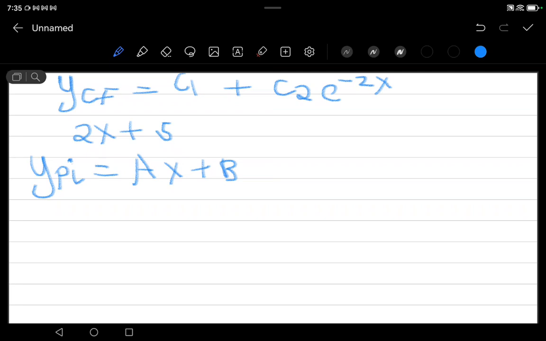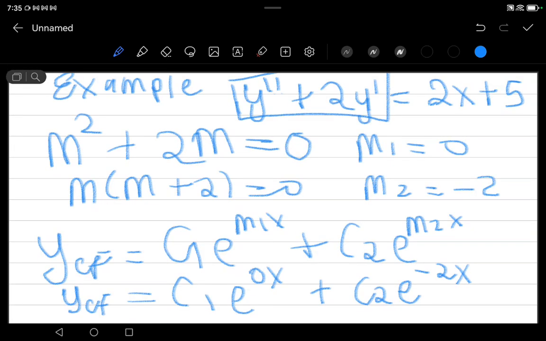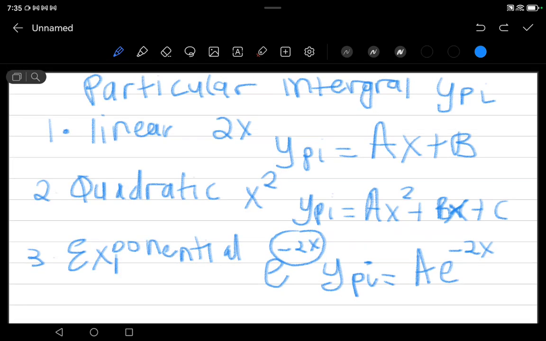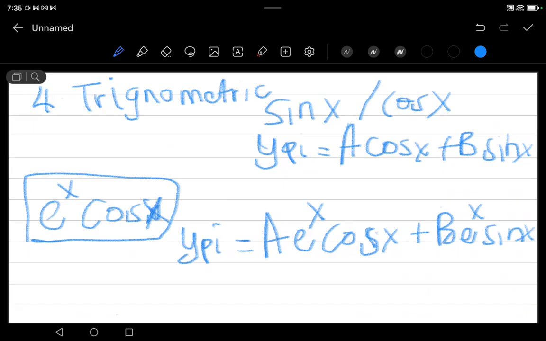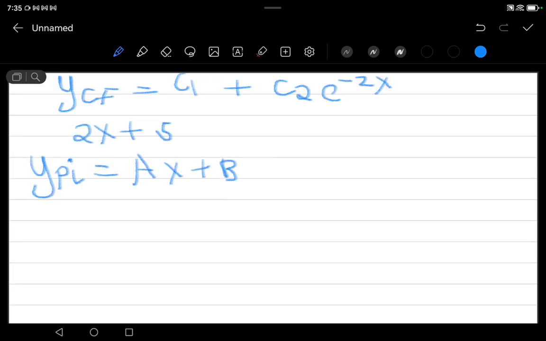Okay, so if here in our equation it was exponential, which means we were going to write our YPI with the exponential as AE to the power of X. But it's a linear. So if it's a linear, we write it as AX plus B. Okay, let's move forward.